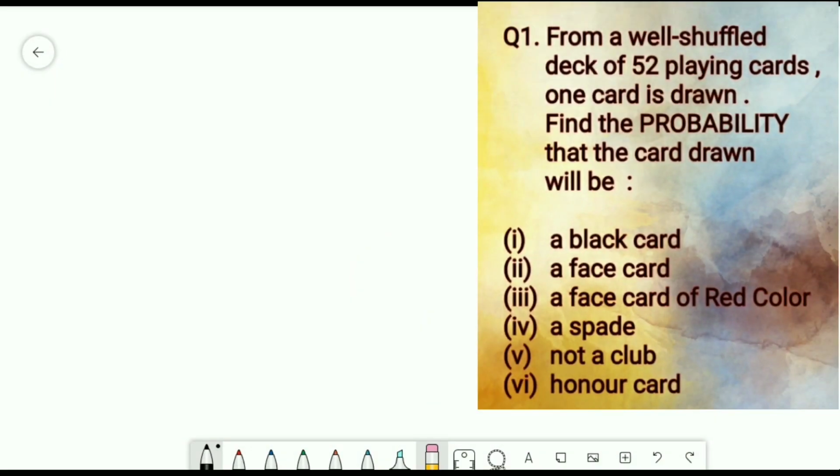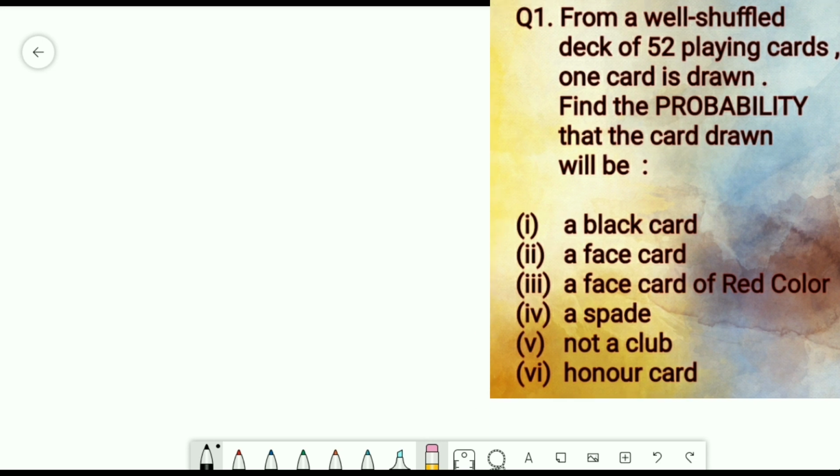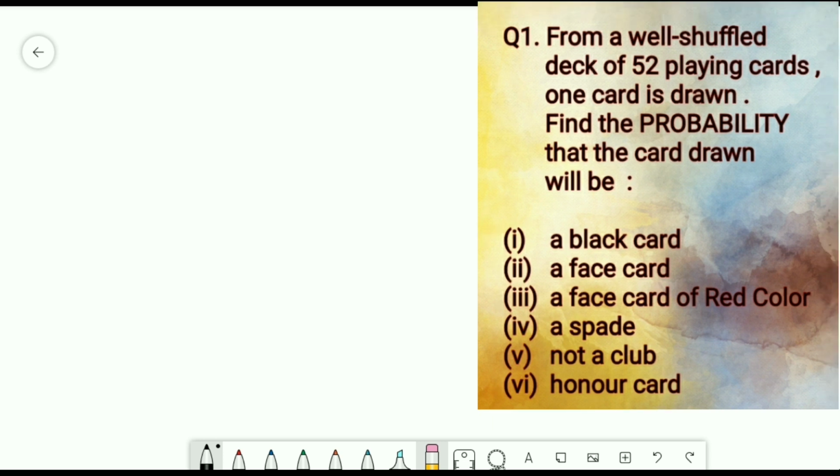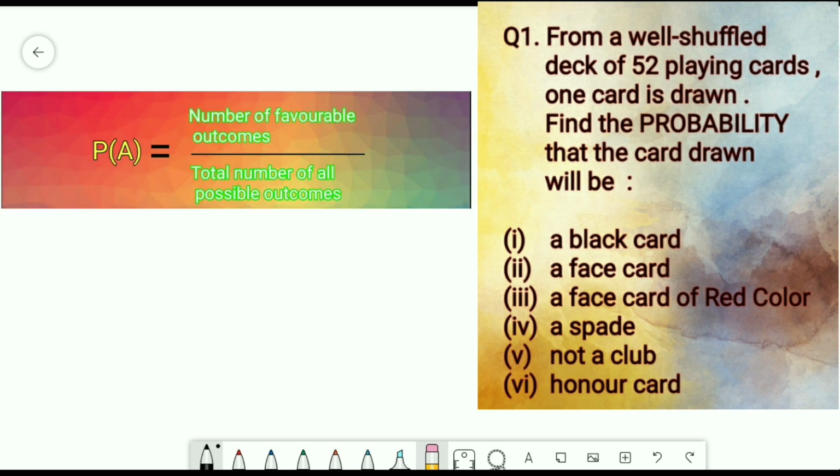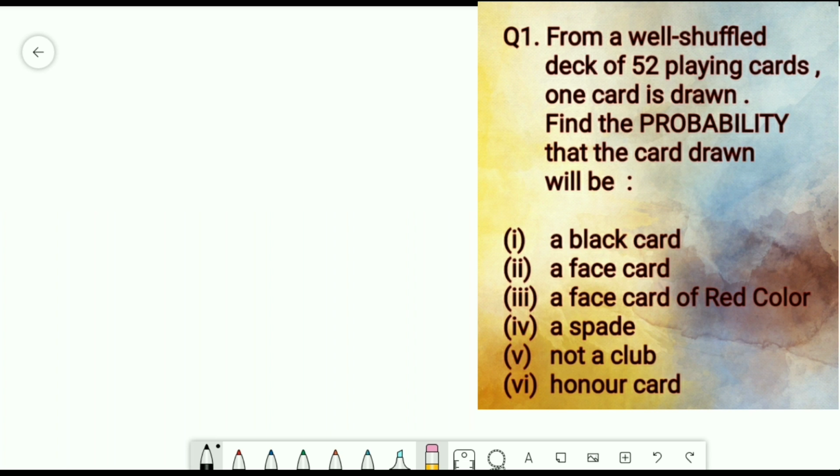Question number 1. From a well shuffled deck of 52 playing cards, one card is drawn. Find the probability that the card drawn will be. In this case, we have 6 subparts, and you have to use the same formula in all the questions, and that is: probability of an event is equal to total number of favorable outcomes divided by total number of all possible outcomes. Now we will solve its first part.